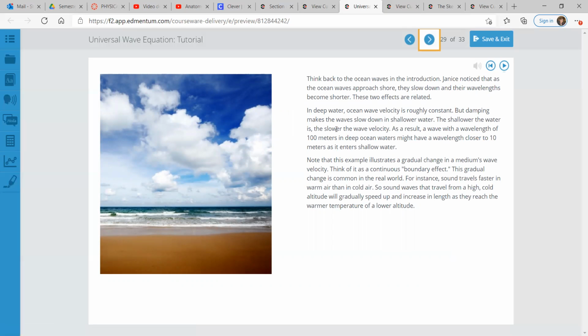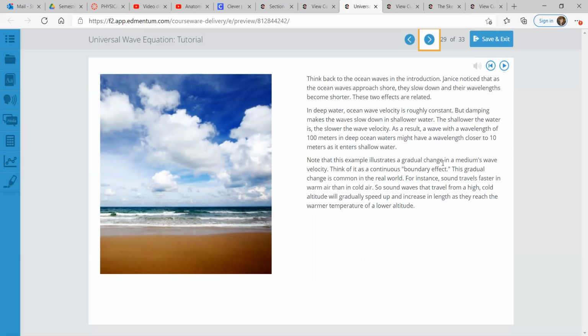Remember Janice at the ocean waves at the beginning of this lesson? She noticed that as the waves approached the shore, they slow down, the wavelengths become shorter, and those two effects are related. Damping makes the waves slow down in shallower water. The shallower the water, the slower the waves. This illustrates a gradual change in a medium's wave velocity. Think of it as a continuous boundary effect. This gradual change is common in the real world.